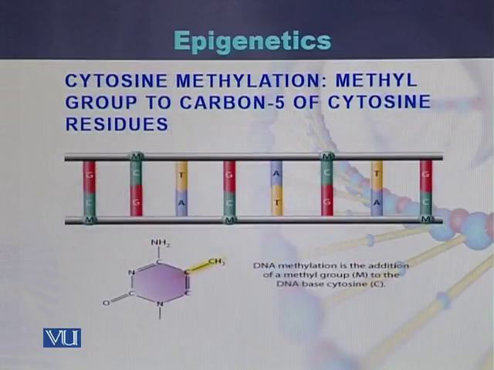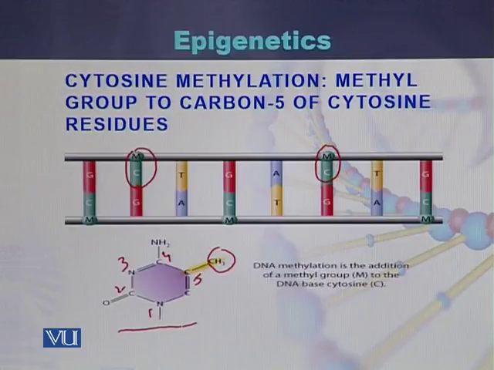Cytosine methylation is when a methyl group is attached at carbon number 5 of the cytosine. This is the structure of the cytosine. This is carbon number 1, carbon number 2, carbon number 3, carbon number 4 and carbon number 5. So at carbon number 5, a methyl group, CH3 group, is attached. This is the conversion of cytosine into methylated cytosine. We can see here that cytosine is methylated. Again here, cytosine is methylated.